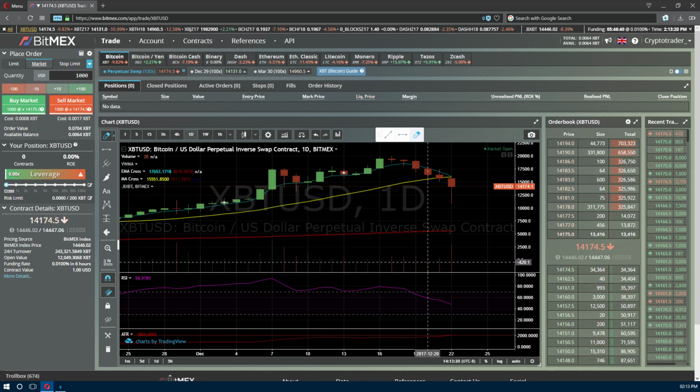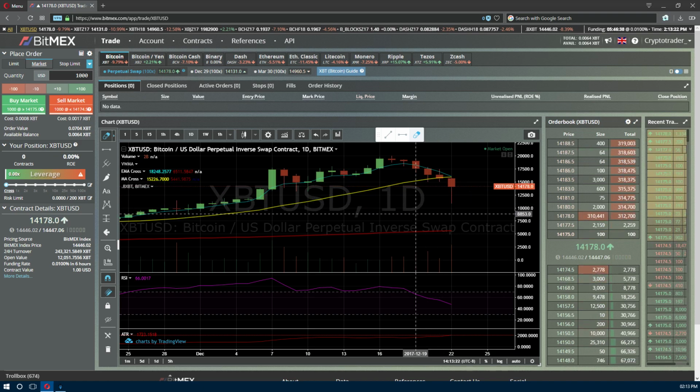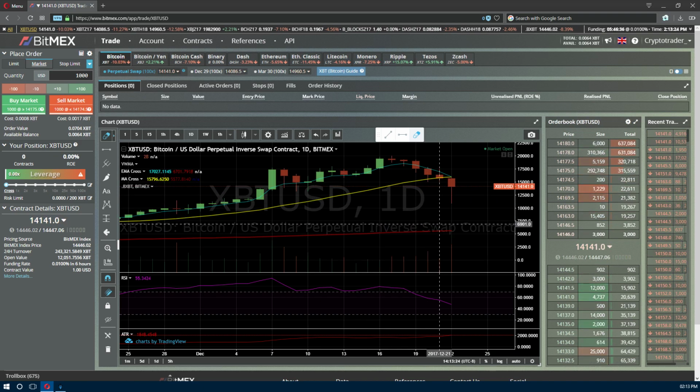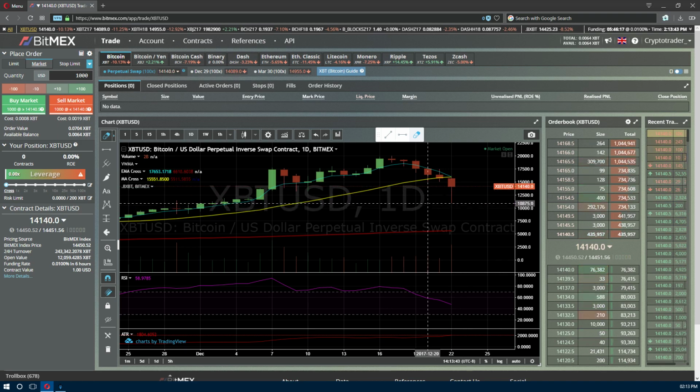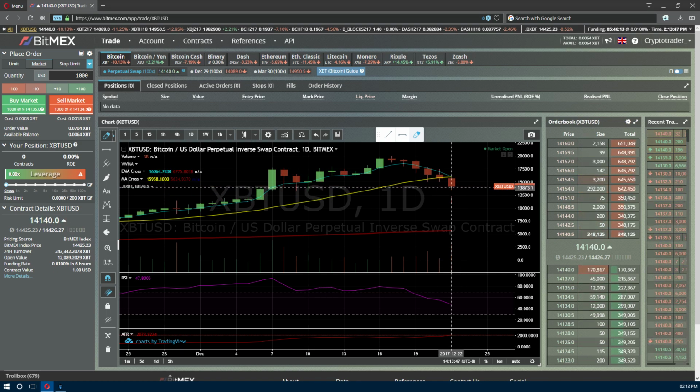Now, what should we do now? All right, we got this up. We're going $1,000 right here. This USD, and basically this is a day. These are day candles, so 14,100. Let's look at where we've been in this day right here.